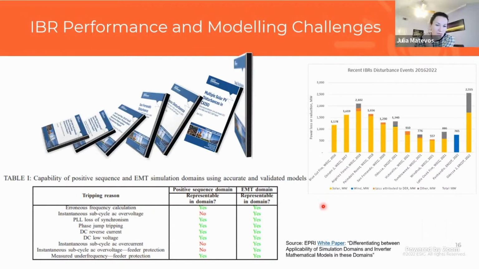And definitely there is also a middle ground with dynamic phasors where you can capture at least some of these issues, and maybe it allows you to just screen and help not to go for EMT studies for certain cases.